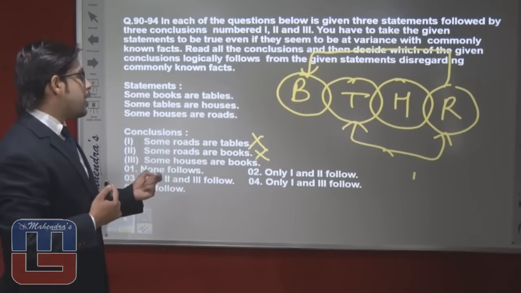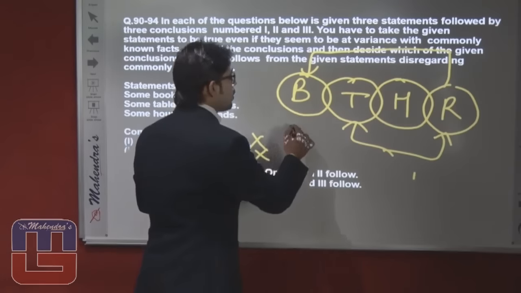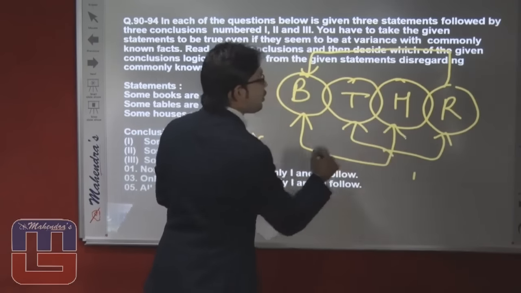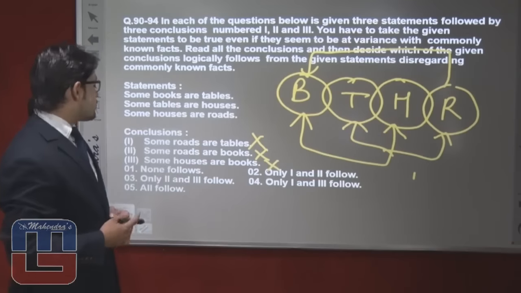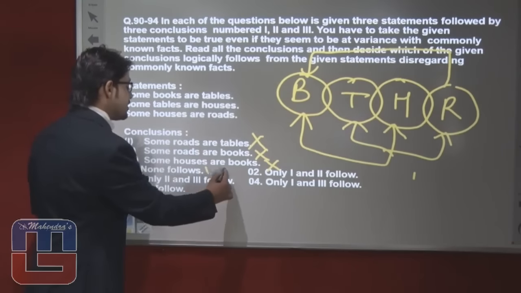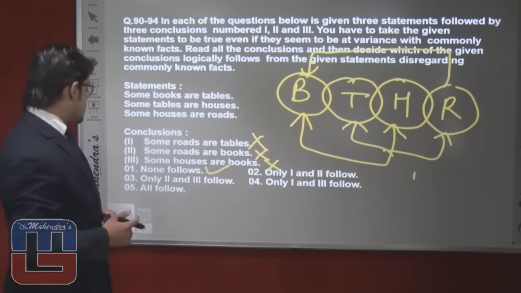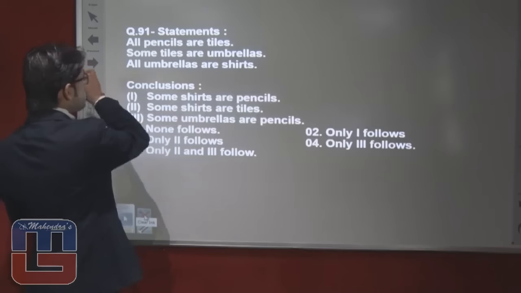Third conclusion is some houses are books. We can say that there is no relation between house and book. So again this conclusion is false. So we can say that the answer of this question will be none follow, that is written in option number 1. Let's proceed towards the next question.